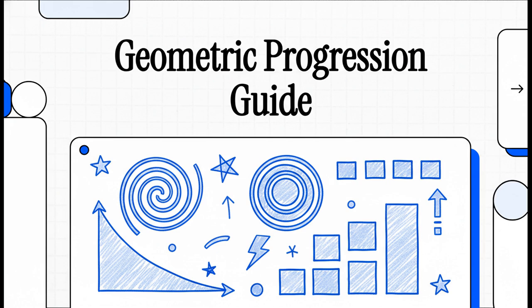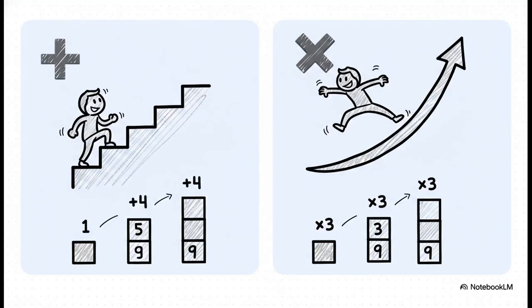Let's get started. Okay, so to really get what geometric progression, or GP, is all about, it's super helpful to look at its cousin, arithmetic progression, or AP. Now, AP on the left is like taking steady, even steps. You're just adding a fixed number over and over. In this case, plus 4, plus 4, plus 4.